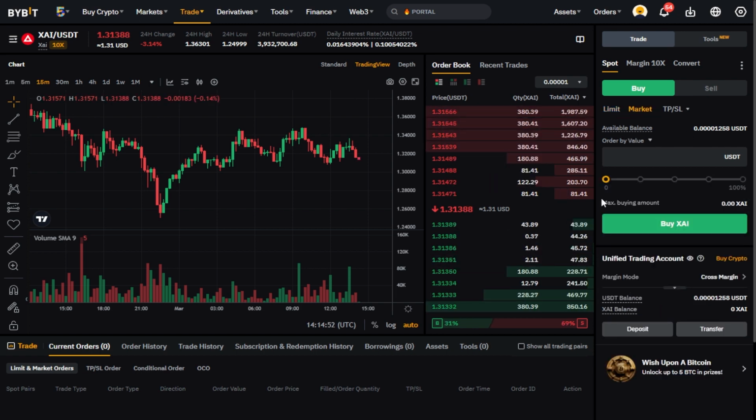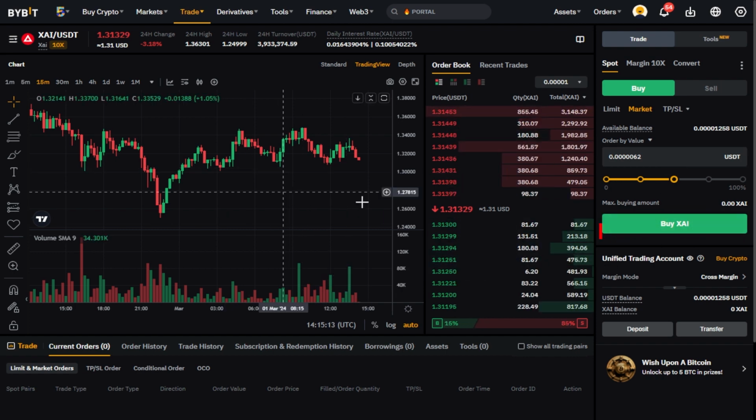Next, we select the amount of USDT we want to buy the currency for. We can use the slider and select, let's say, 50% of our entire balance. We can also enter it manually as well. After that, we click Buy, and we calmly acquire our currency.